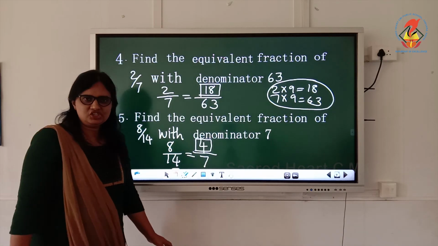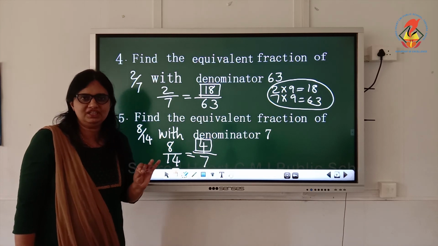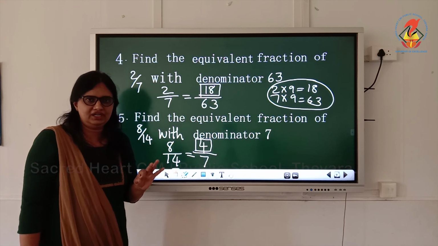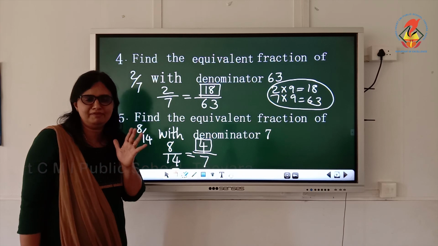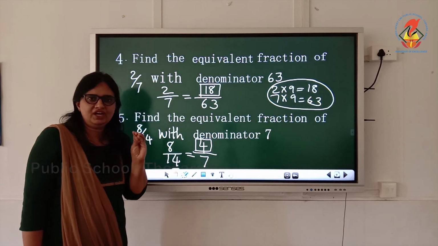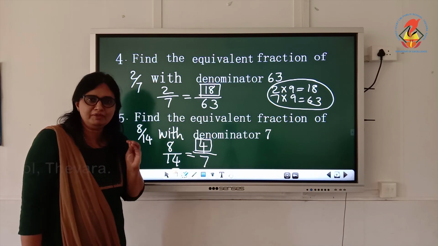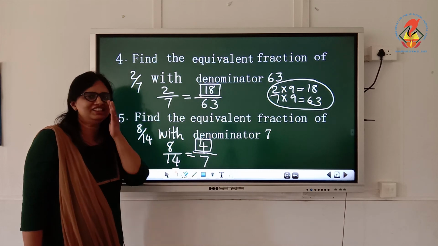Okay. And equivalent fraction is clear, children. How can we find the equivalent fraction? We can follow two methods, either you need to multiply or you need to divide. But what condition is there? Common factor only, common number only. We need to divide the numerator and denominator by the same number, common factor only. Okay, is it clear? Okay children, thank you.